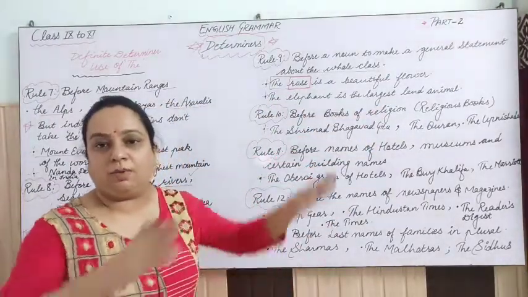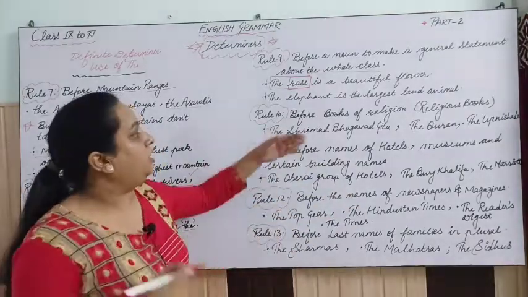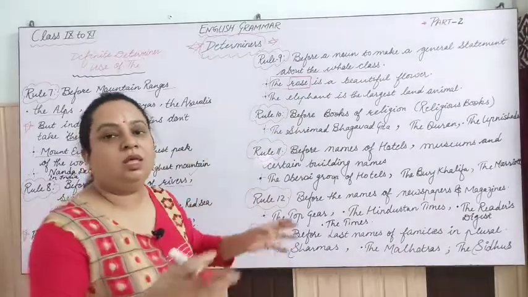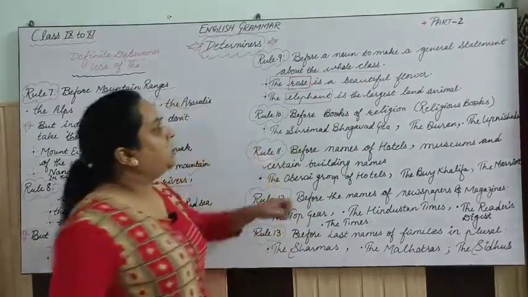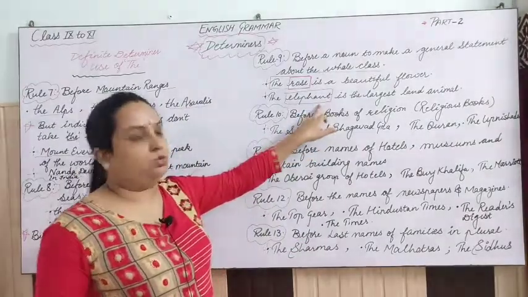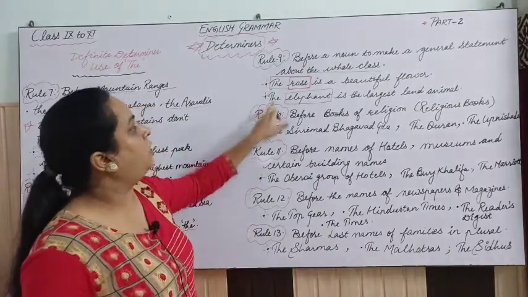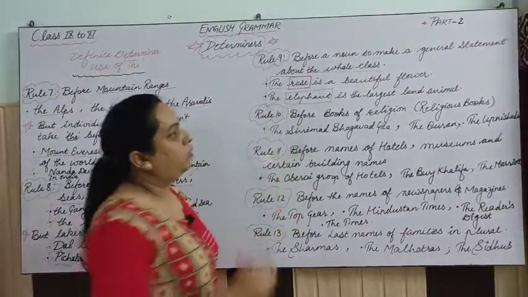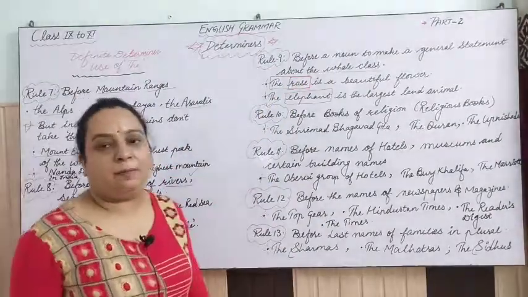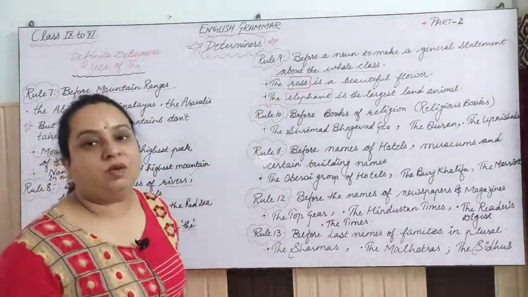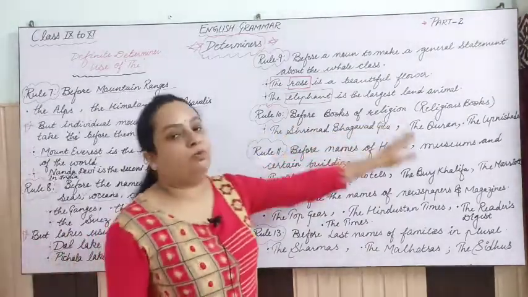Here I am not talking about the elephants of Kerala or at one place, or one animal, one elephant. Here I am talking about all the elephants. So elephant is what here? By this noun, I am using the whole class of elephants. So that's why I am using here what? The. Right? So the rule says before a noun to make a general statement about the whole class, we have to use the.